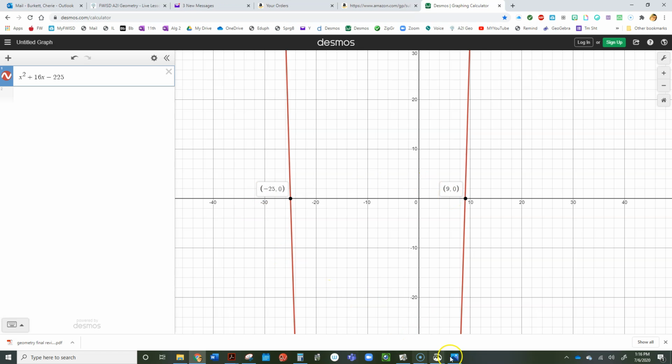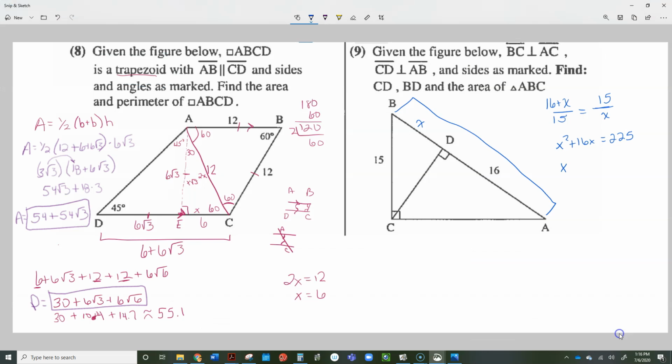So it will factor. So now I'm going to go back and say, okay, x squared plus 16x minus 225 is equal to 0. And that's going to be x plus 25 and x minus 9. I know that it has to be that way because since that's a negative, the signs have to be different. This number is positive, so that means the bigger of the two numbers has to be positive.